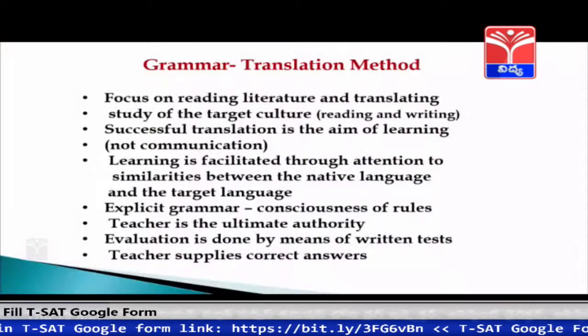In the history of English language learning, we have come across different theories, and we just cannot say which is the best method or which is the best approach. But here we are going to discuss a few very important methods. The first one is the grammar translation method, popularly known as GTM.